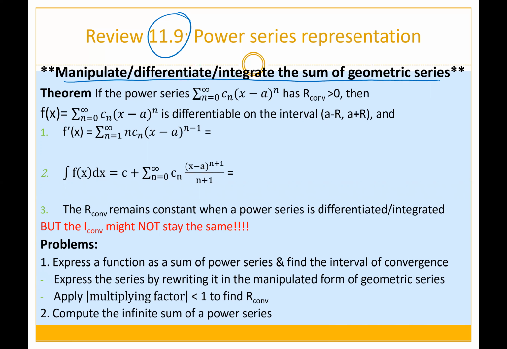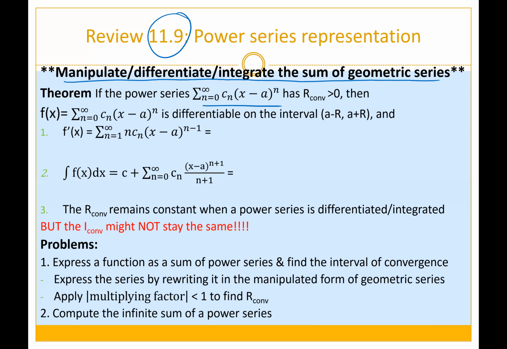Why did I say that? So we have a theorem saying if you have a power series like this, with a radius of convergence bigger than 0, then you have f(x) equal to that series is differentiable on the interval of convergence, at least in the open interval of convergence. And so we have f prime of x, meaning the derivative of f with respect to x, is going to be the same series, differentiated.